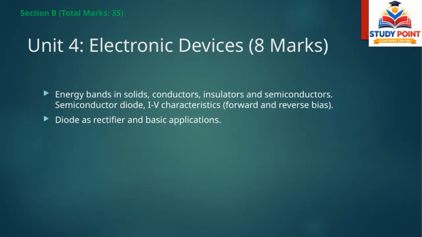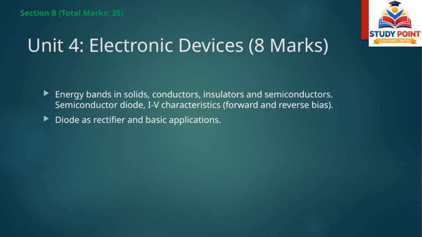Now, let's delve into Section B, which carries a total of 35 marks. Here, we'll explore the concept of energy bands in solids, including conductors, insulators, and semiconductors. Understanding these energy bands is fundamental because they determine how materials conduct electricity.